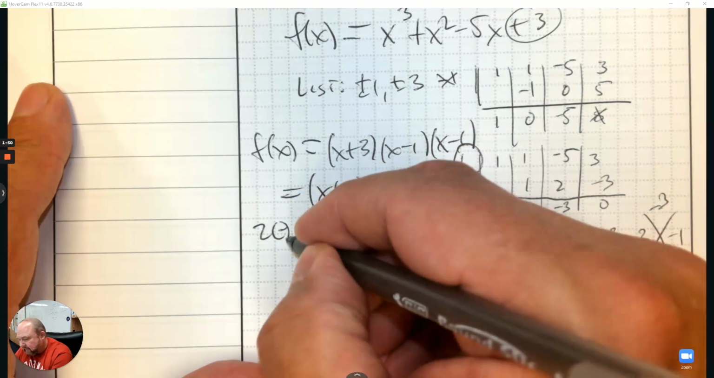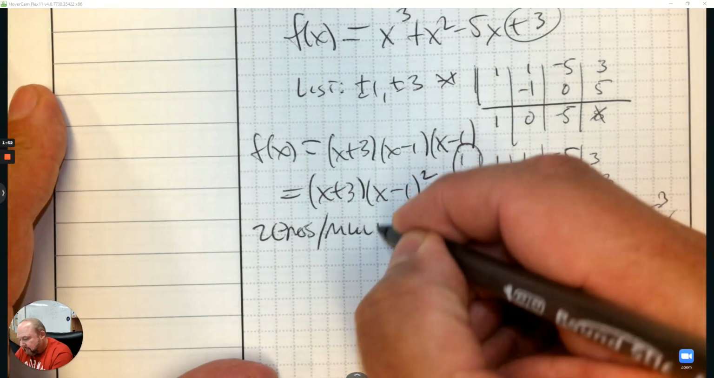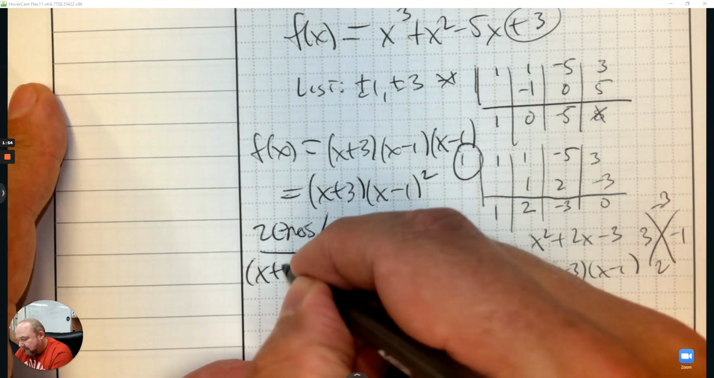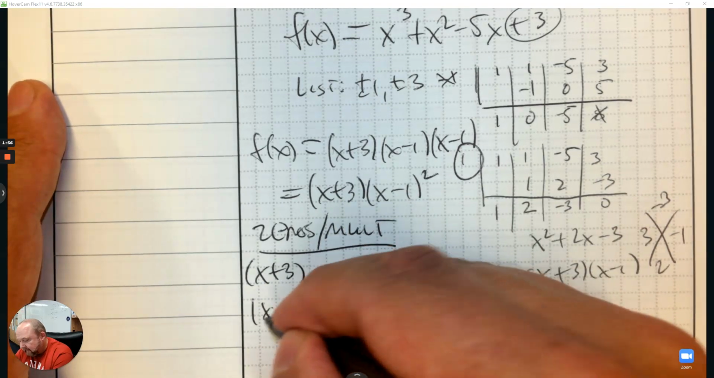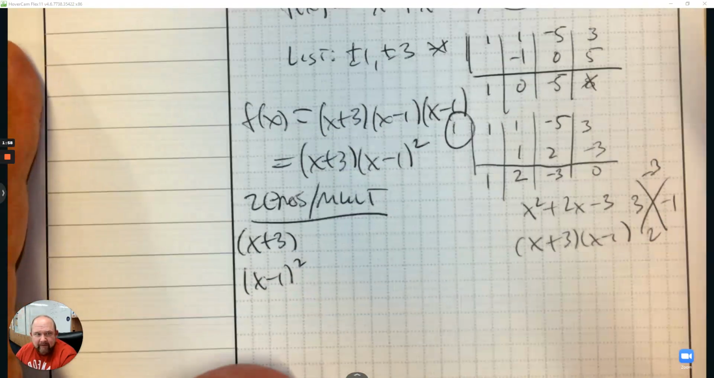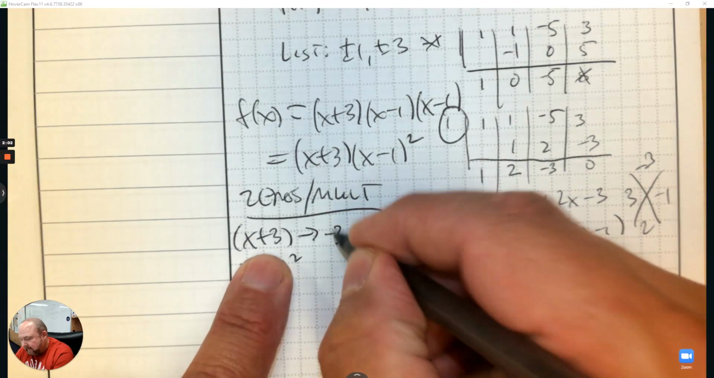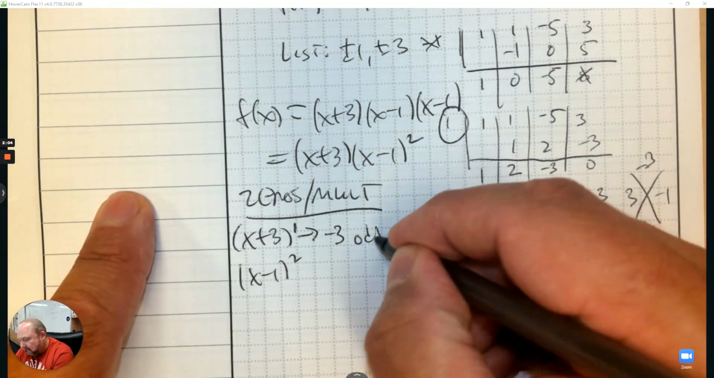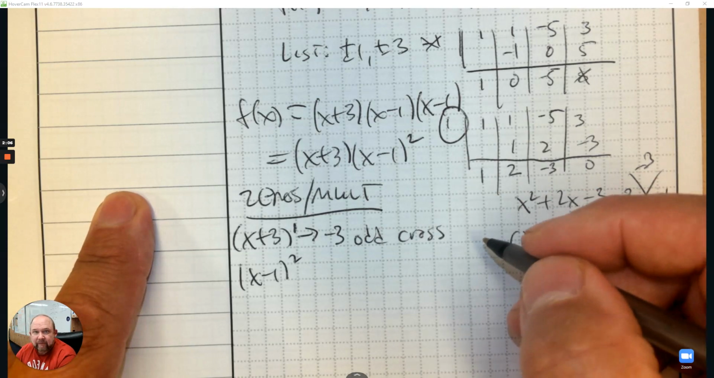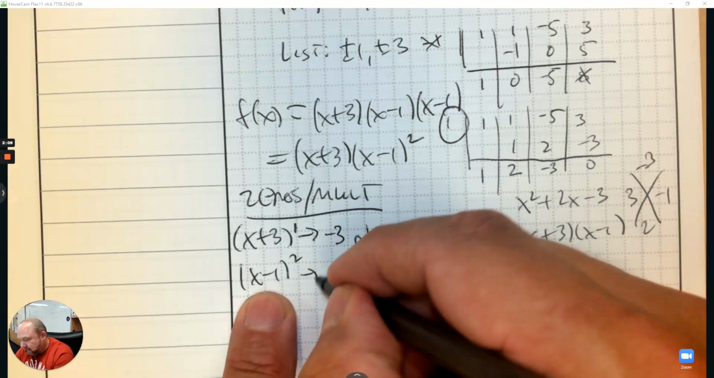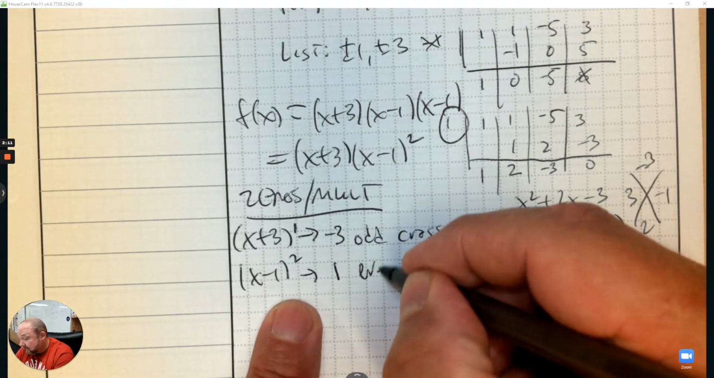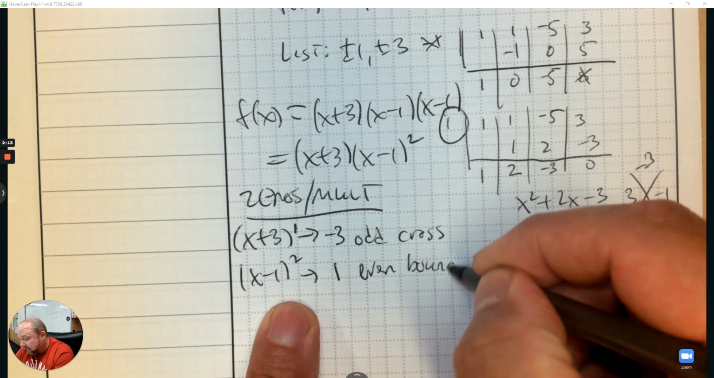Now I'm going to write down the zeros and the multiplicity. So each factor has a 0 and a multiplicity. So again, press pause if I get too fast. So the 0 is negative 3. The exponent is odd, which means it's going to cross the x-axis. Here the 0 is positive 1. The exponent is even, so it's going to bounce on the x-axis.